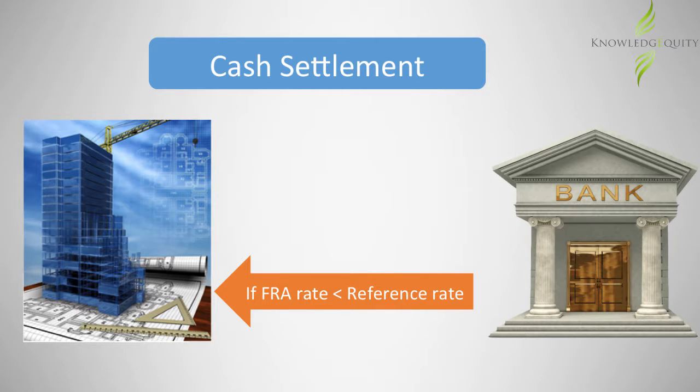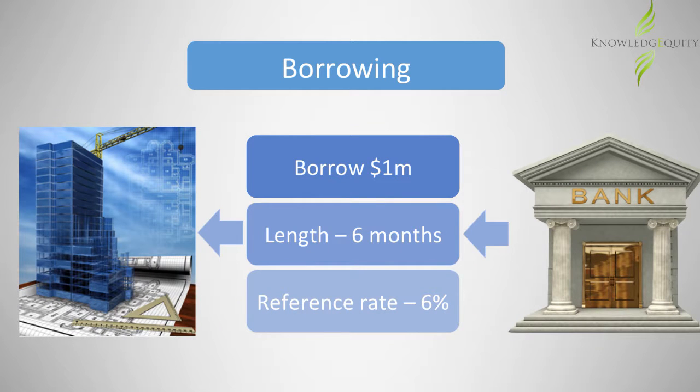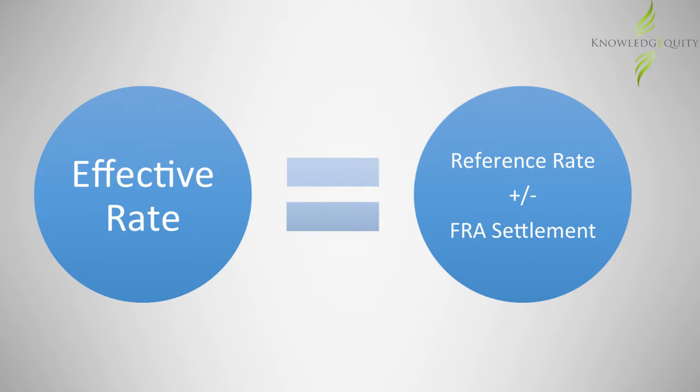But if the FRA rate had been lower than the reference rate, the borrower would have received the interest differential from the counterparty. As the FRA is settled, the borrower would then borrow the funds for the 6-month period at the current reference rate. The effective interest rate on the borrowing is 7%, being the 6% reference rate plus the 1% paid to the counterparty, which is the same as the original FRA rate.